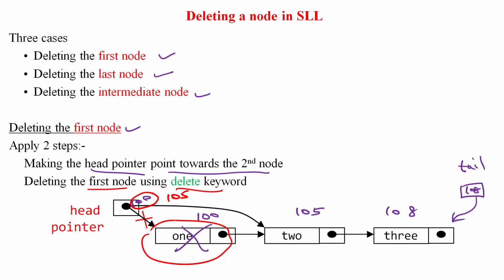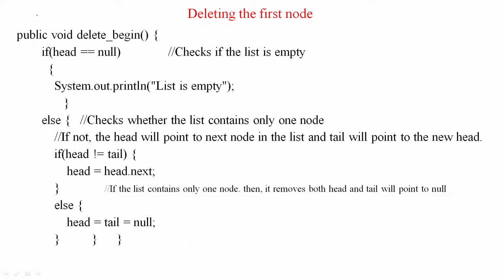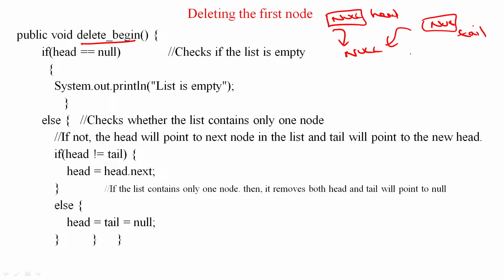Now we will see the code in Java. So here we are passing delete_begin. First we are checking whether head equals null or not. If head equals null, so this is the head pointer, that means here null. Tail is also pointing to null, so this is the tail. If it is the case, the list is empty.